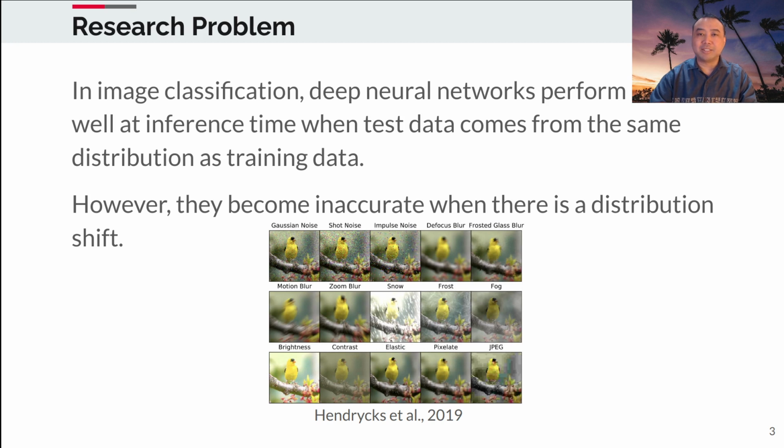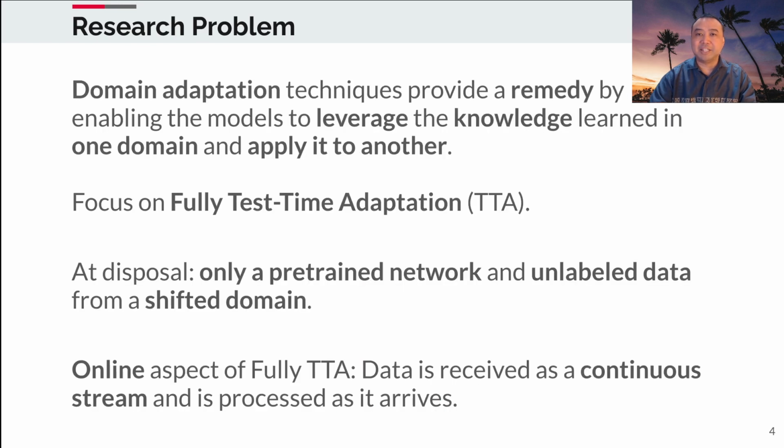In image classification, deep neural networks perform well at inference time when test data comes from the same distribution as training data. However, they become inaccurate when there is a distribution shift. In this case, domain adaptation techniques provide a remedy by enabling the models to leverage the knowledge learned in one domain and apply it to another.